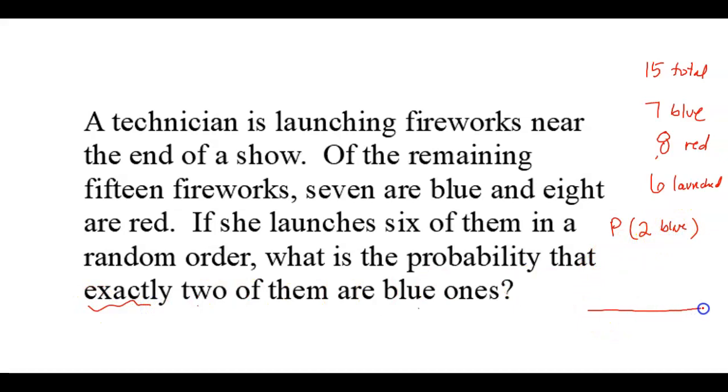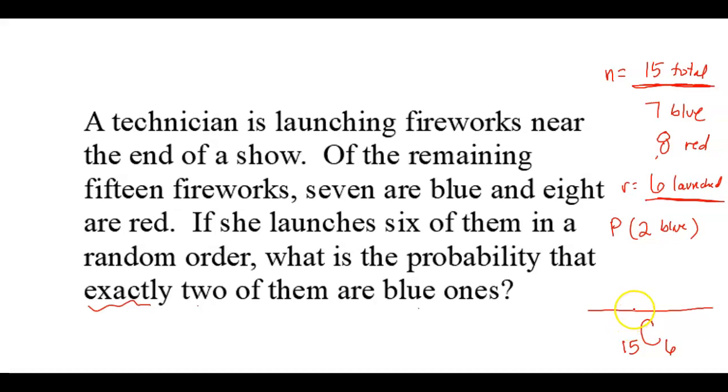So our total number of possibilities would be, we'd have our total number of fireworks, and we are launching 6 of them. So our N would be 15 and our R would be 6. And that's for the total, or like the entire thing. We have 15 fireworks all together. We're going to shoot off 6 of them. So how many ways are there to arrange these 6 fireworks out of the 15? It's kind of like the chairs, right? If I had 15 students and 6 chairs, it's the same thing.